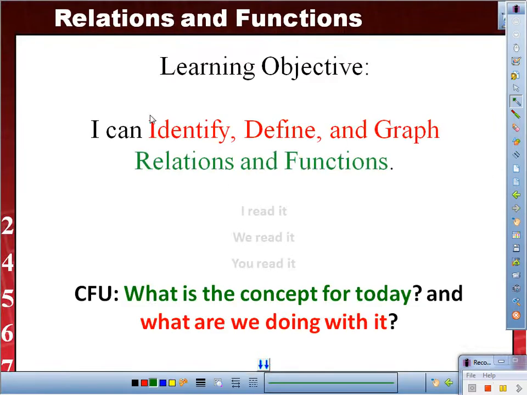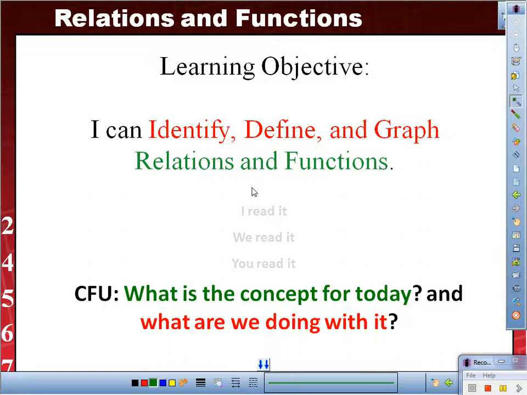Our objective for today: I can identify, define, and graph relations and functions. Read together. 1, 2, 3. I can identify, define, and graph relations and functions. So once again, relations and functions are still within the same concepts of two-variable equations.